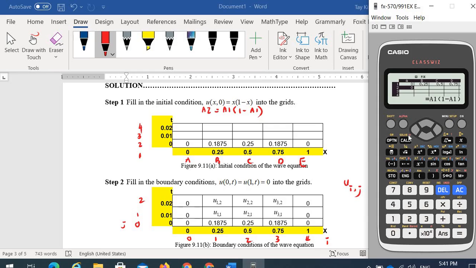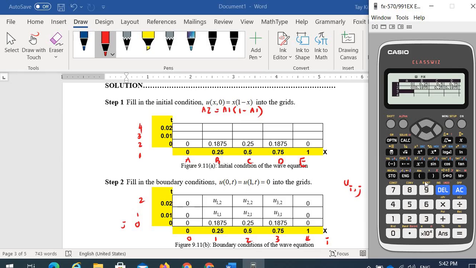Then I copy the formula and place it across the row, and we get the initial conditions at row number 2.